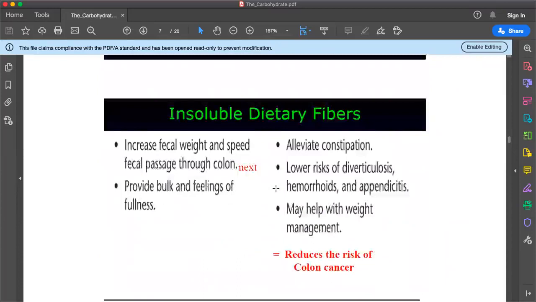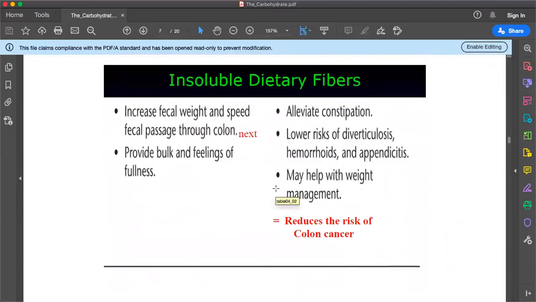So what about insoluble fibers? They alleviate constipation and lower the risk of diverticulosis, which is a situation in which there is an outpouching of the inner wall of the colon, as well as diverticulitis, which sometimes becomes impacted with bacteria, and that leads eventually to irritation and inflammation and pain, and sometimes bleeding.